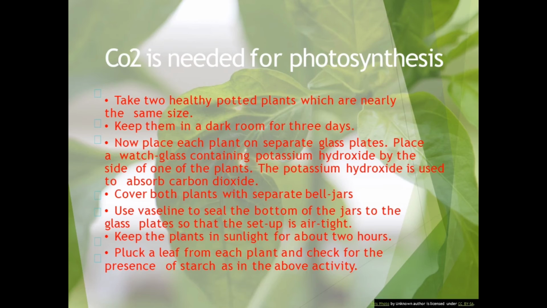The potassium hydroxide is used to absorb carbon dioxide. Then we have to cover both plants with separate bell jars. Then we have to use Vaseline to seal the bottom of the jars to the glass plate so that the setup is airtight. Then we have to keep the plants in sunlight for about 2 hours. After that, we have to pluck a leaf from each plant and check for the presence of starch in the leaves as in the above activity.